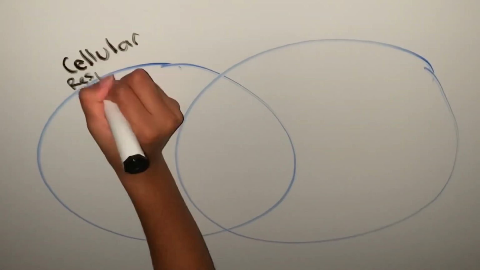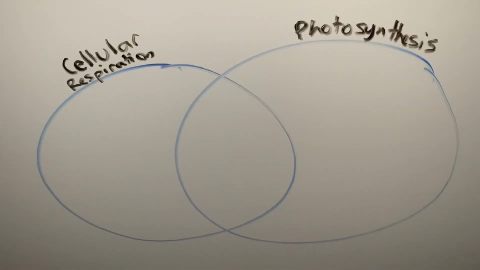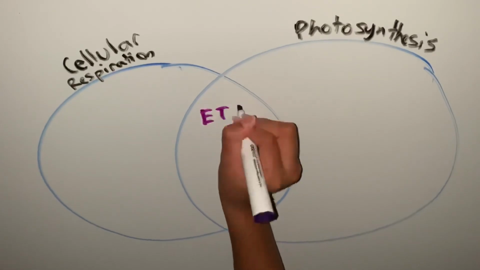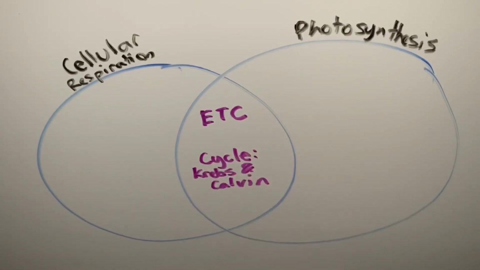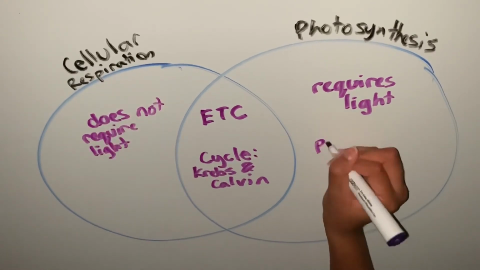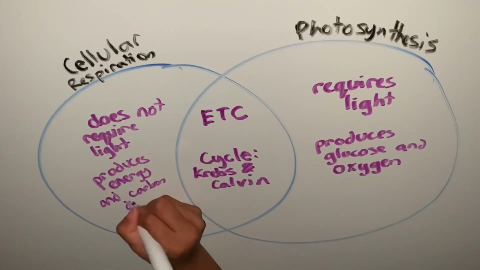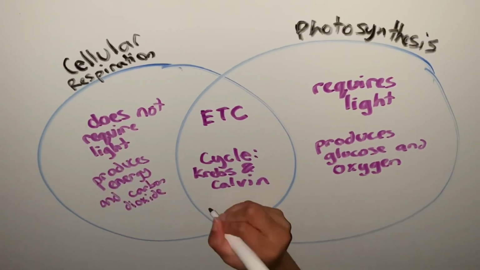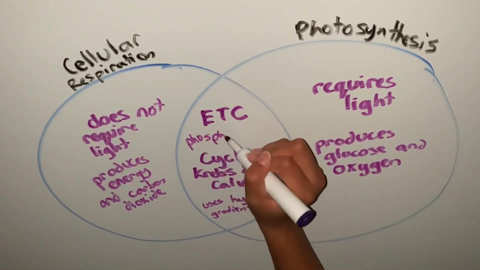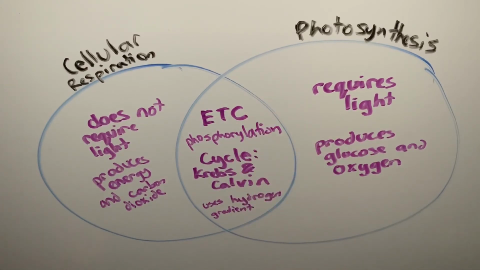When comparing cellular respiration and photosynthesis, we can see they have quite a few similarities, such as they both include an electron transport chain, they both have a cycle such as the Krebs cycle and the Calvin cycle, both processes use phosphorylation to produce ATP, and also include the use of hydrogen ion gradients. They also differ in the fact that photosynthesis requires light, and these processes have opposite products and reactions.